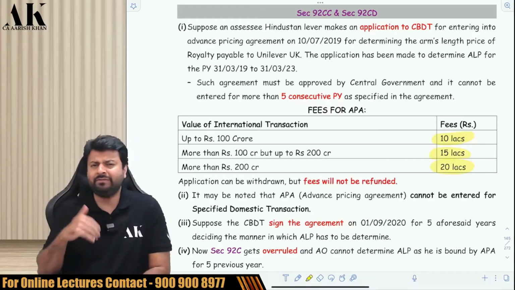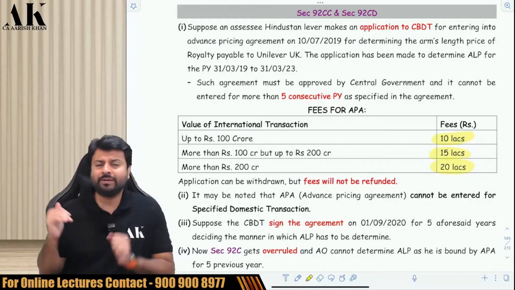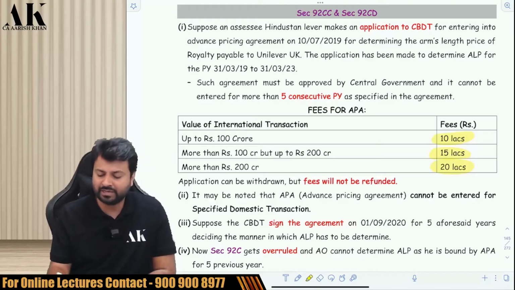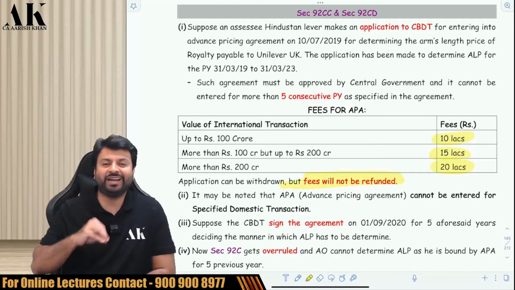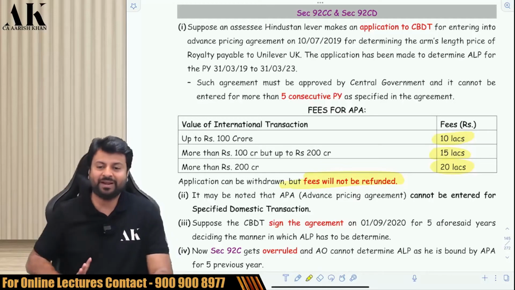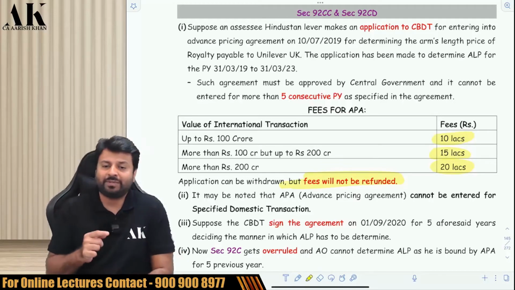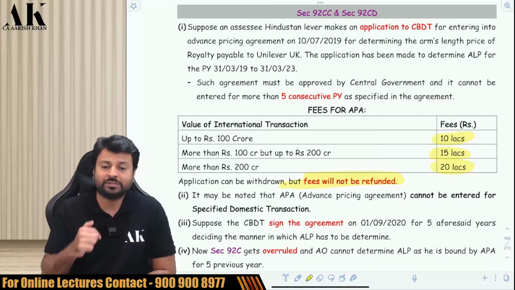Application once made can be withdrawn by you. You can withdraw the application, you can back out if you want, but the fees once paid will not be refunded to you. Don't worry. Don't worry what? You have to worry about it. Once you pay the fees, you are not going to get any refund of the fees which you have paid to the department. So these are the few points which you have to keep in your mind when you are talking about what? Advance pricing agreement.